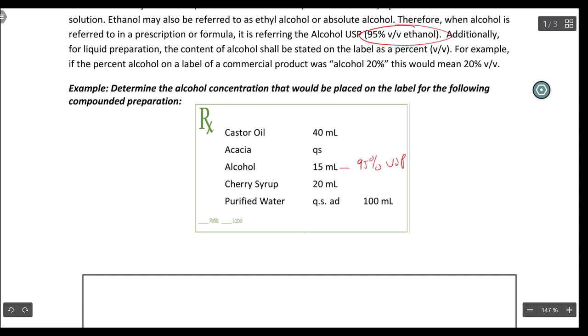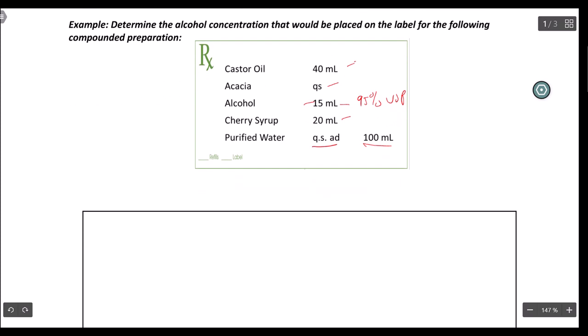And you will mix 40 mLs castor oil. You'll put some acacia, which is a powder. You'll have alcohol 15 mLs. You'll have cherry syrup, and then you'll bring it to the final volume, QSAD with QS to the volume of 100 mL. So there's 15 mLs of alcohol USP in that 100 mLs. The question is, what concentration of pure alcohol is going to be on the label?